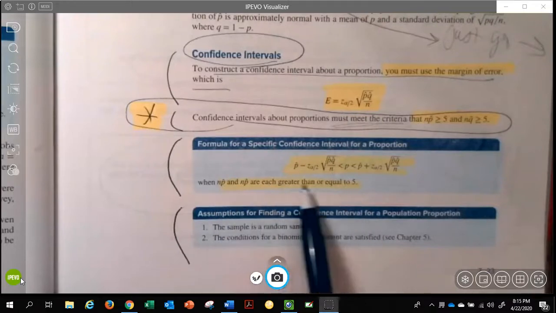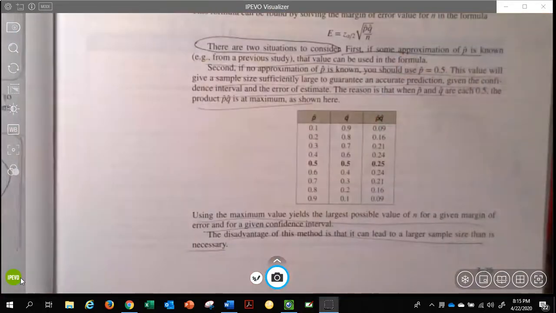They reiterate here, we're supposed to have some criteria. It's going to be met in our book.